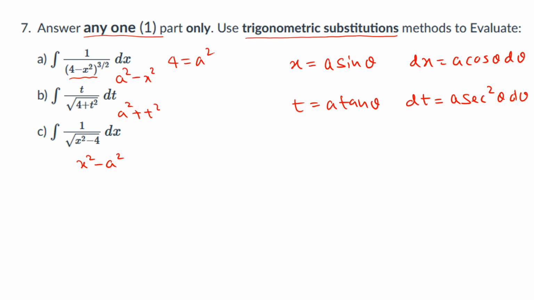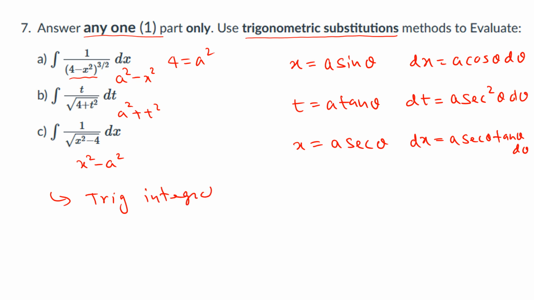If you look at the last one, what we normally do in this case is x equals a secant theta. And if you take the derivative, you can see that dx is a secant theta tan theta d theta. So that's what happens. Those are the three types, so you have to figure out what the type is. After we convert, what's going to happen? This problem becomes a trigonometric integral problem. We convert the algebraic problem into a trigonometric integral problem using these three substitutions. That's the idea.